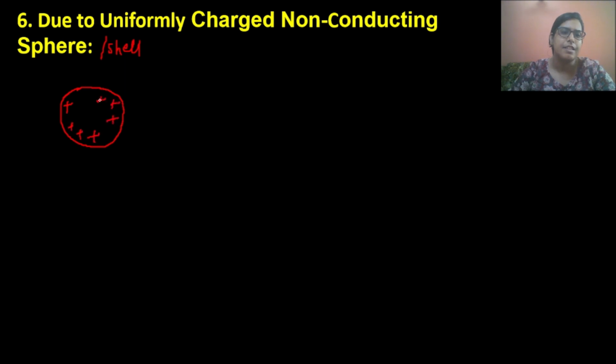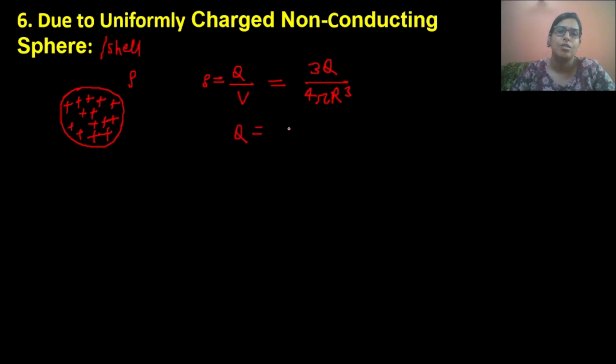Charge density is rho, and this is total charge upon volume. Volume can be written as 4 by 3 pi r cube, so this will be 3q upon 4 pi r cube. Total charge can be written as 4 pi r cube into rho upon 3.